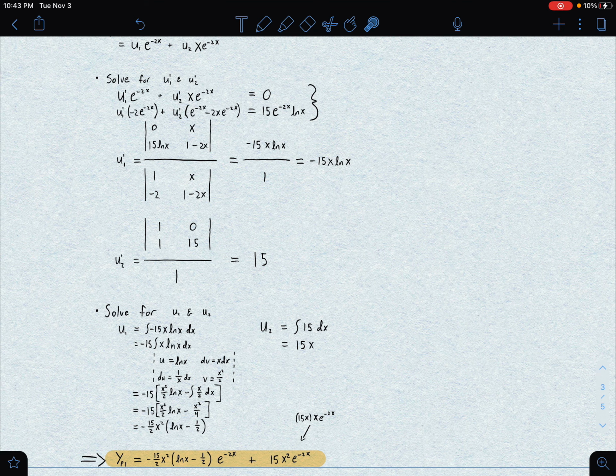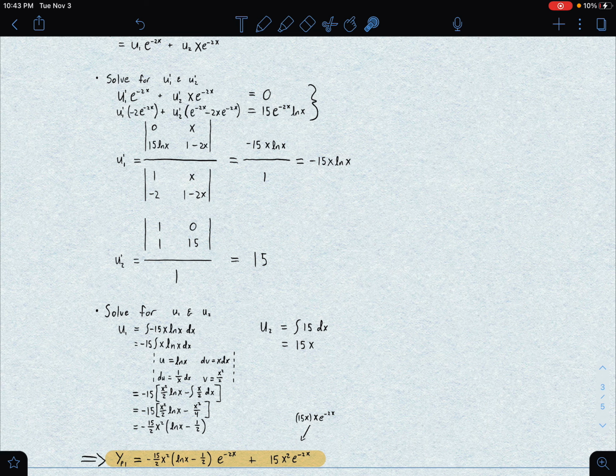So our u1 is equal to the integral of negative 15x natural log of x dx. And we factor out a negative 15. And so now we have the integral of x natural log of x dx. And to solve that, we will use integration by parts. And our u will be our natural log of x. Our dv will be x dx. And this will give us a du equal to 1 over x dx. And our v will equal x squared over 2.